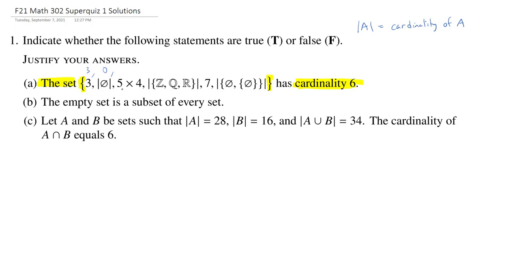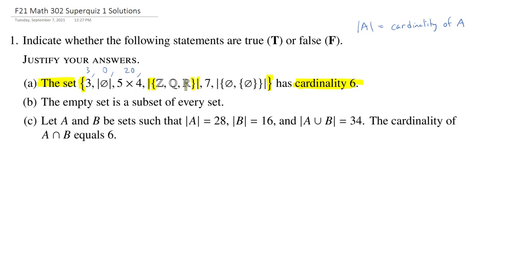Fine. 5 times 4. Oh, come on. What are we doing here? This is 20. Okay, now we get to the interesting bit. So I notice that there's actually some more set braces here, and not to mention there's some absolute value bars around it. So this is actually asking us for the cardinality of the set containing the set of integers, the set of rational numbers, and the set of real numbers.